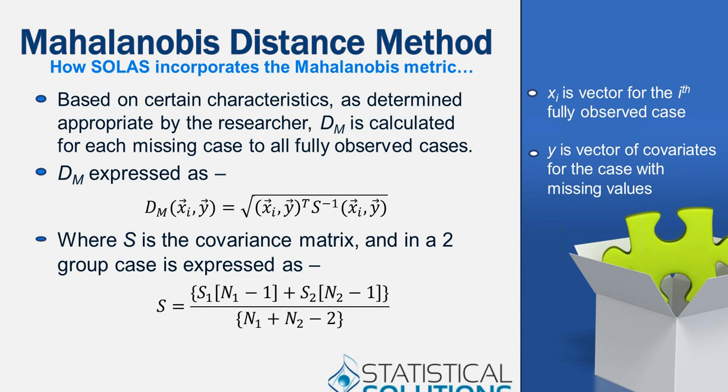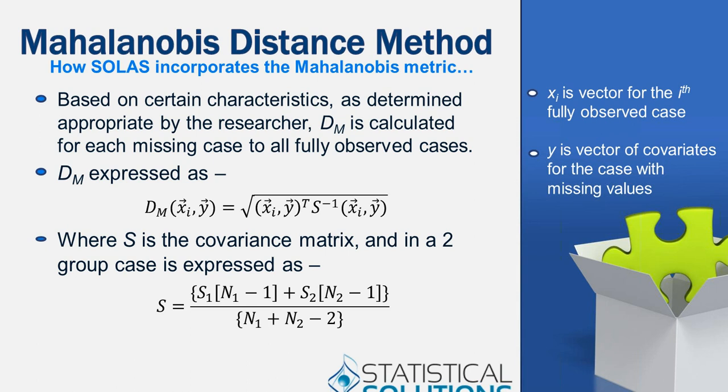So in SOLAS, when you're using this for imputation, I'll just say as well that S is the covariance matrix, and the second equation here is an example of a two-group case, and I'll show you an example of this in a minute, where S1 and S2 are the covariances for group 1 and group 2, and N1 and N2 are the sample sizes for group 1 and group 2. So in SOLAS here, what you do is you define certain characteristics which would be determined appropriate by the researcher in the circumstance.